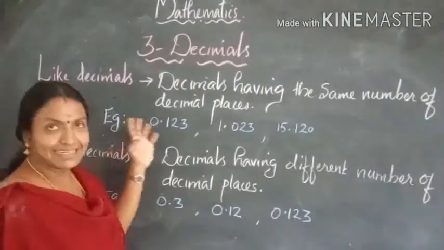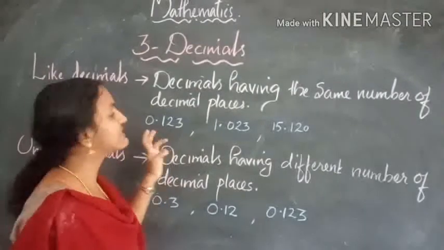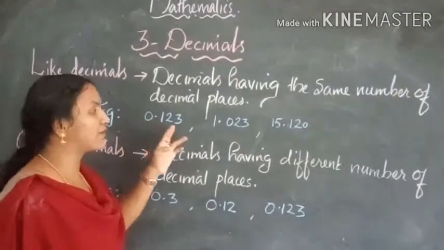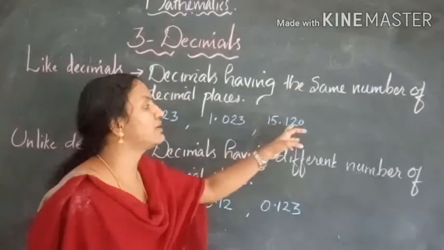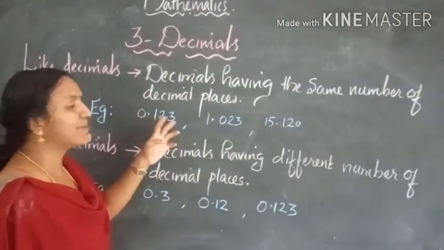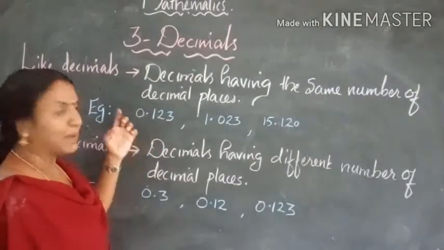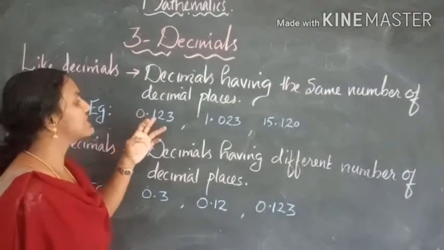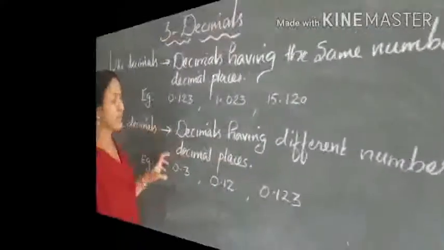Next one, like decimals. Decimals having the same number of decimal places. For example, 0.123, 1.023, 15.120. These three decimal numbers have 3 digits after the decimal point, meaning the same number of digits after the decimal. That's why they are like decimals.